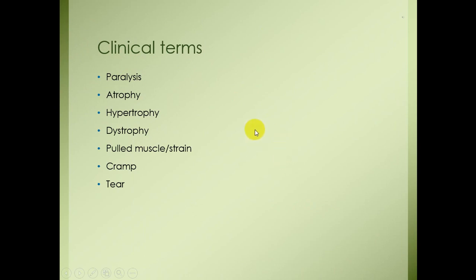So here are a few clinical terms related to the skeletal muscles. Paralysis is a term used when the skeletal muscles are unable to contract because the nerve impulse is interrupted. That usually occurs due to loss of innervation, such as nerve injuries. Atrophy is the term used for a decrease in the size of skeletal muscle due to disuse, and that is also related to nerve injury and its long-term effect.